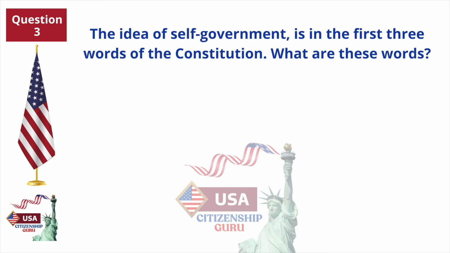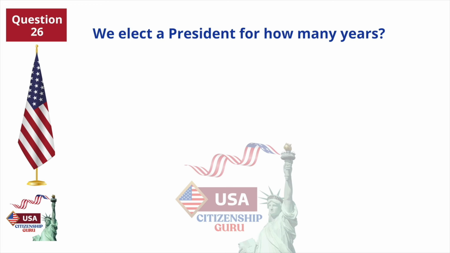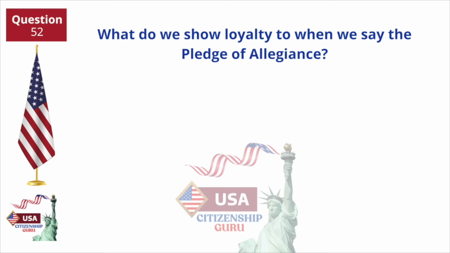The idea of self-government is in the first 3 words of the Constitution. What are these words? We the people. We elect a president for how many years? 4. What do we show loyalty to when we say the Pledge of Allegiance? The United States.